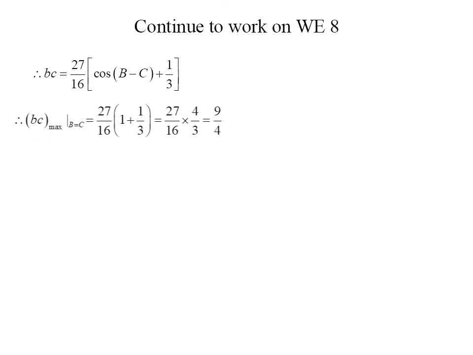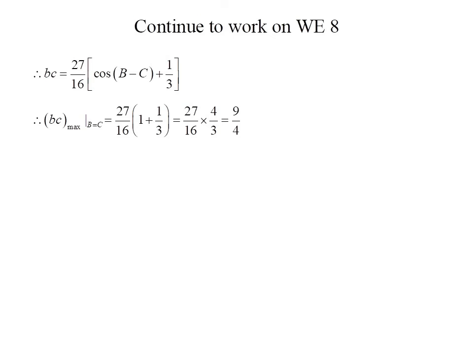Here we continue to work on example 8. Since cosine A equals 1/3, bc equals 27 over 16 times open bracket cosine of B minus C plus 1/3 close bracket. Hence the maximum value of bc equals 9 over 4 when angle B equals angle C.